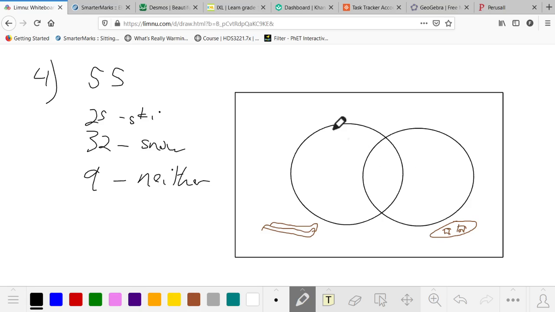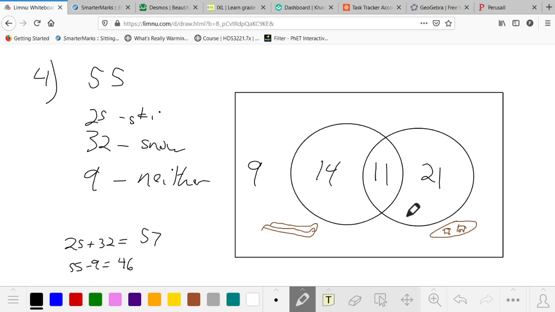So these 4 regions, the 9 people in the neither group, plus these combined, have to add up to 55. So the 25 plus 32, if we add that up, we get 57. But we know that these 3 add up to 55 minus 9. So that's 46. This is 11 too many. So 11 of these people were counted twice. We have to have 11 in the overlap region. That leaves 14 here and 21 here.